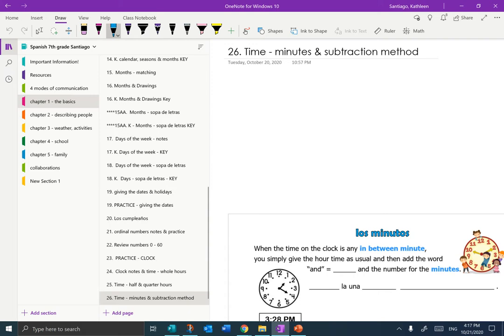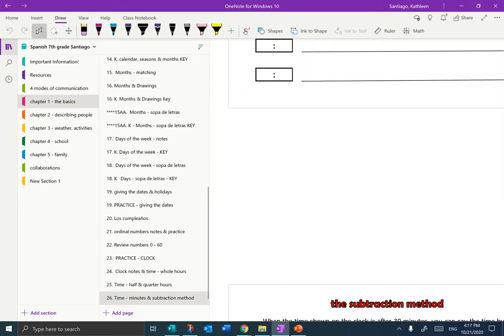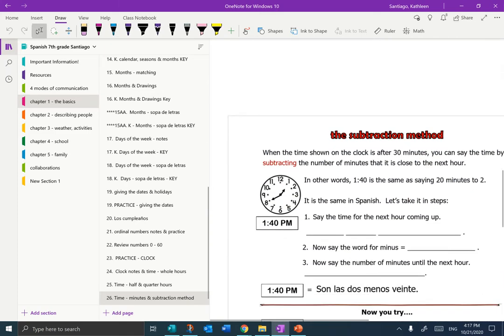You can see that there is a blank spot here, which is where I'm going to insert the first video. The first video is going to be the notes on minutes with some practice. Then underneath the first page with the practice, you're going to see that there is a blank spot again. That blank spot is where I will put the second video in that is about the subtraction method.